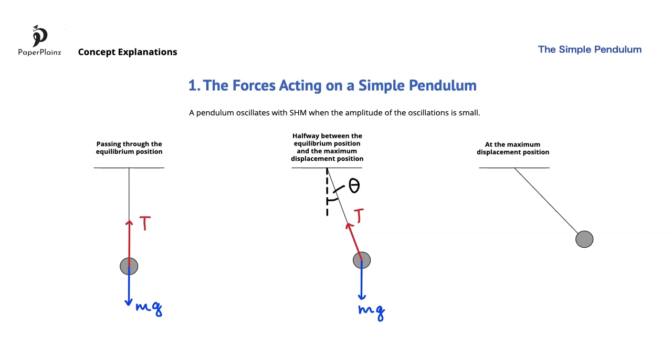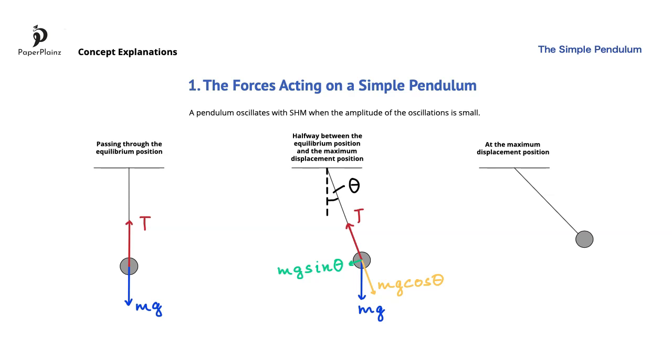So the component of mg that is parallel to t is mg cosine theta, and its component that is perpendicular to t is mg sine theta. Based on what we learned about simple harmonic motion in subtopic 4.1, we know that the velocity of the pendulum bob here is less than the velocity at the equilibrium position. This means that a centripetal force is still present, therefore the tension is larger than mg cosine theta.